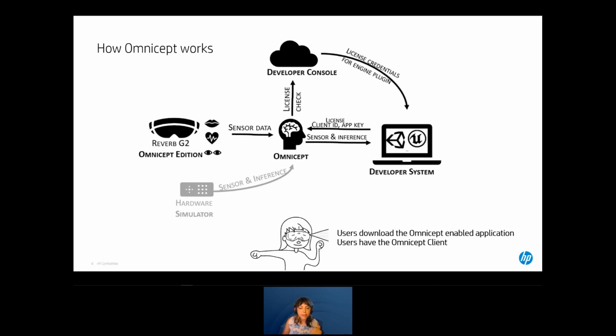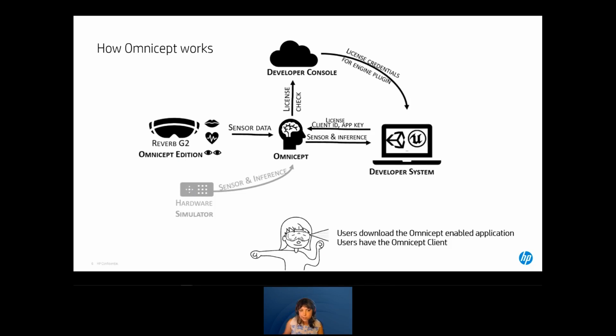The way to get that sensor data in your application, either in your game engine like Unity or in your user's app, is by sending a request to Omnicept, saying, hey, I want that information, and here's my license. You need to have a license to get that information. It's a free thing for developers. You just have to sign up on the developer console, which is linked in the portal, to get that license credentials that you can put into your plugin. When you make that request to Omnicept, and it says, okay, good, you deserve that information, it sends that information to your app for you to use.